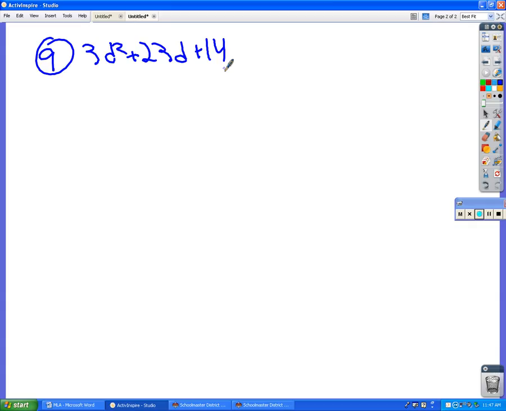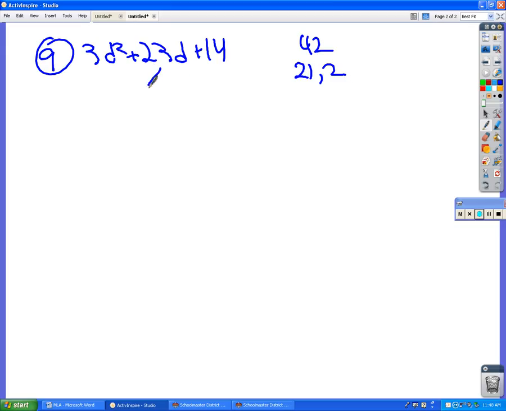Okay, first step though is to what? Multiply the 3 and 14. Multiply the 3 and the 14, and that gives me 42. So I'm looking for two numbers that multiply together to be 42 and add together to be 23. What are they? 21 and 2. 21 times 2 is 42, and 21 plus 2 is 23.